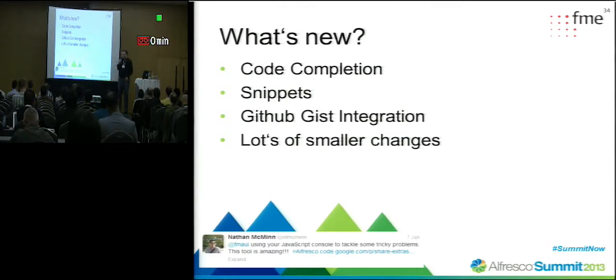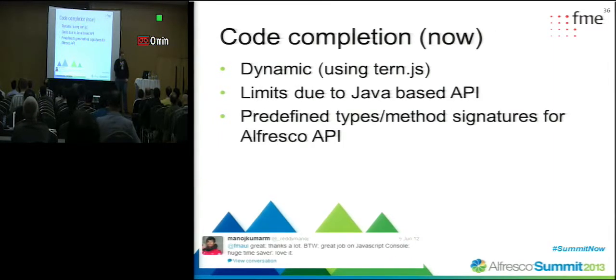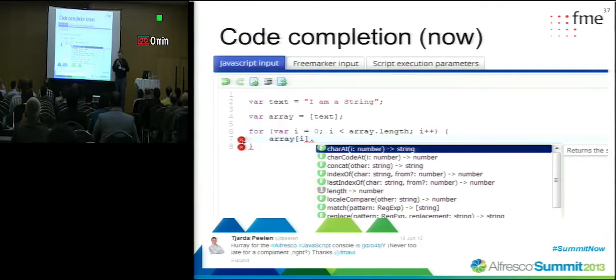So what I'm going to tell you about is what is new. It's the code completion, some snippets that we've included, the GitHub gist integration, which is not quite finished, and some smaller changes as well. In the older version, we had some sort of code completion. It was not really good. Every variable that was called something node was treated as a script node, and it's quite limited. And now we're using something that's really dynamic, using a library called Tern.js, and it's a lot better, and it actually supports types in JavaScript, which is not really in the language.